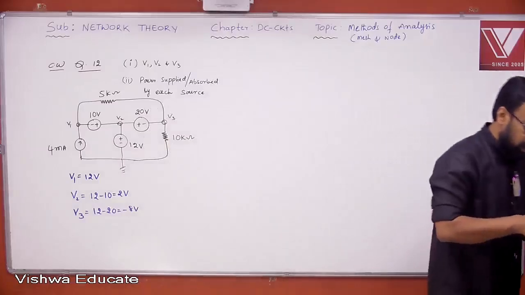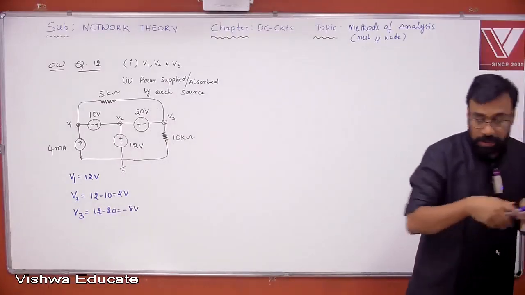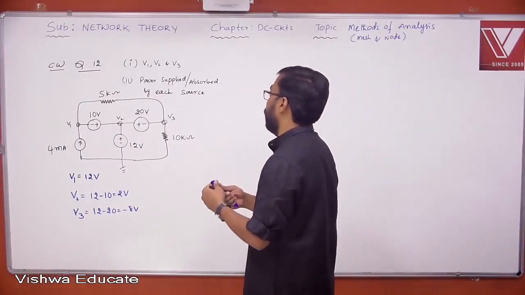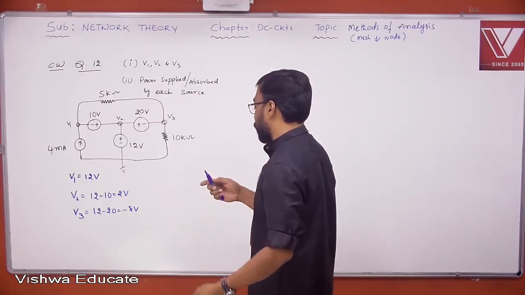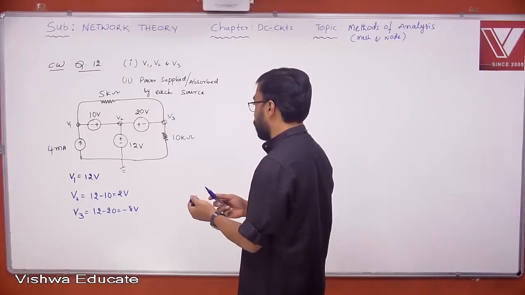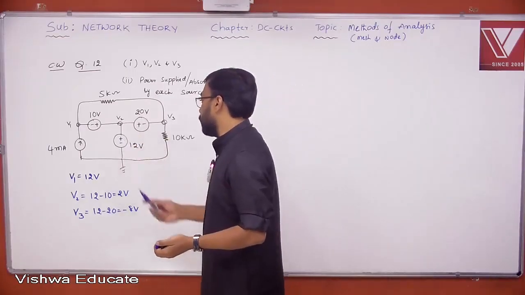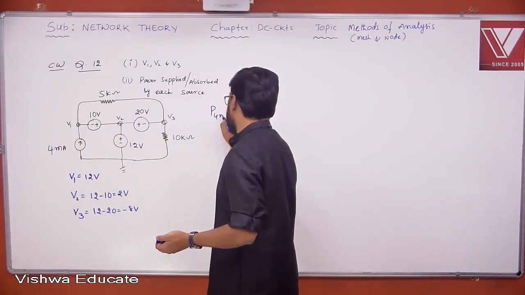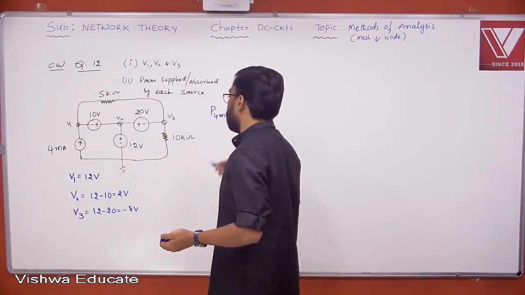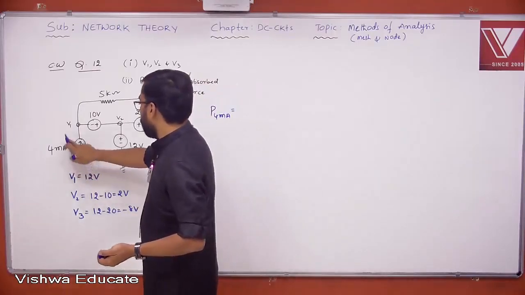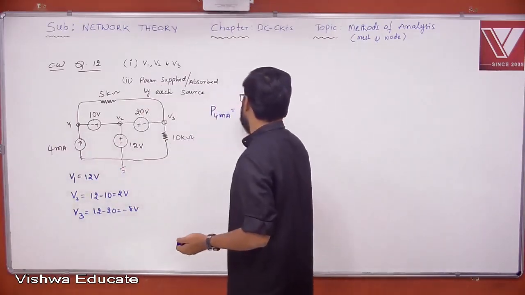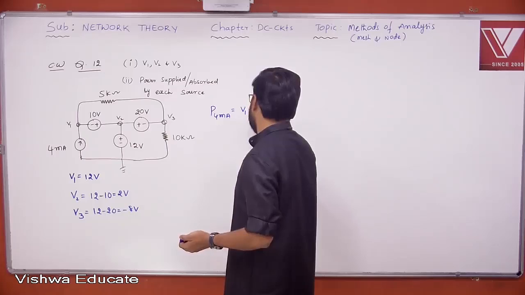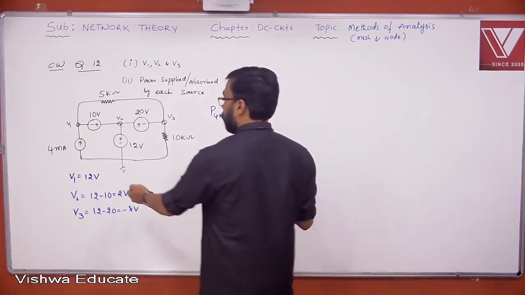Now let us look at the power of each source. Power supplied or absorbed by each element is asked. I mean, each energy source is asked. So I think you understand what is the power of the 4 milliampere. Yes or no? What is the power of 4 milliampere here? V1 into 4. Yes or no? V1 into 4.